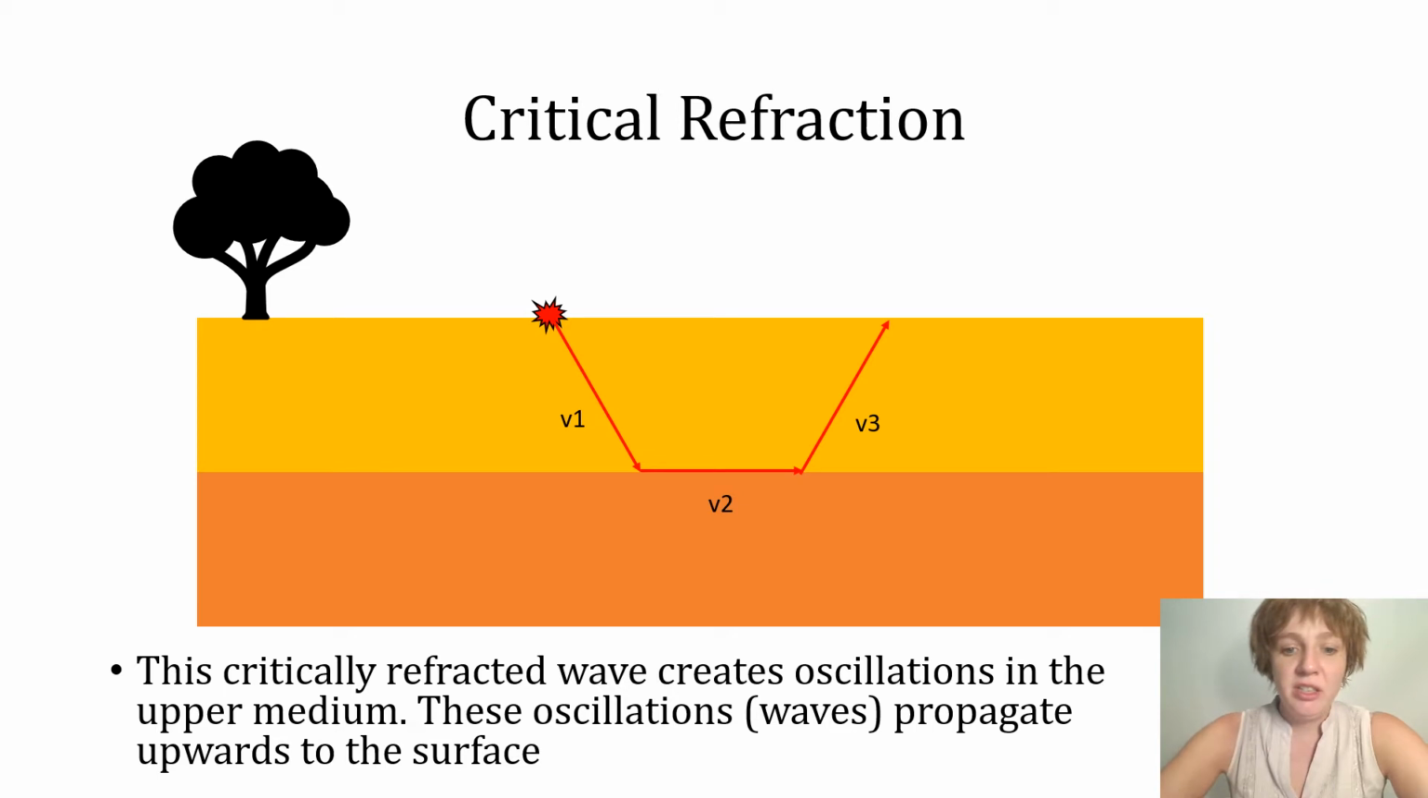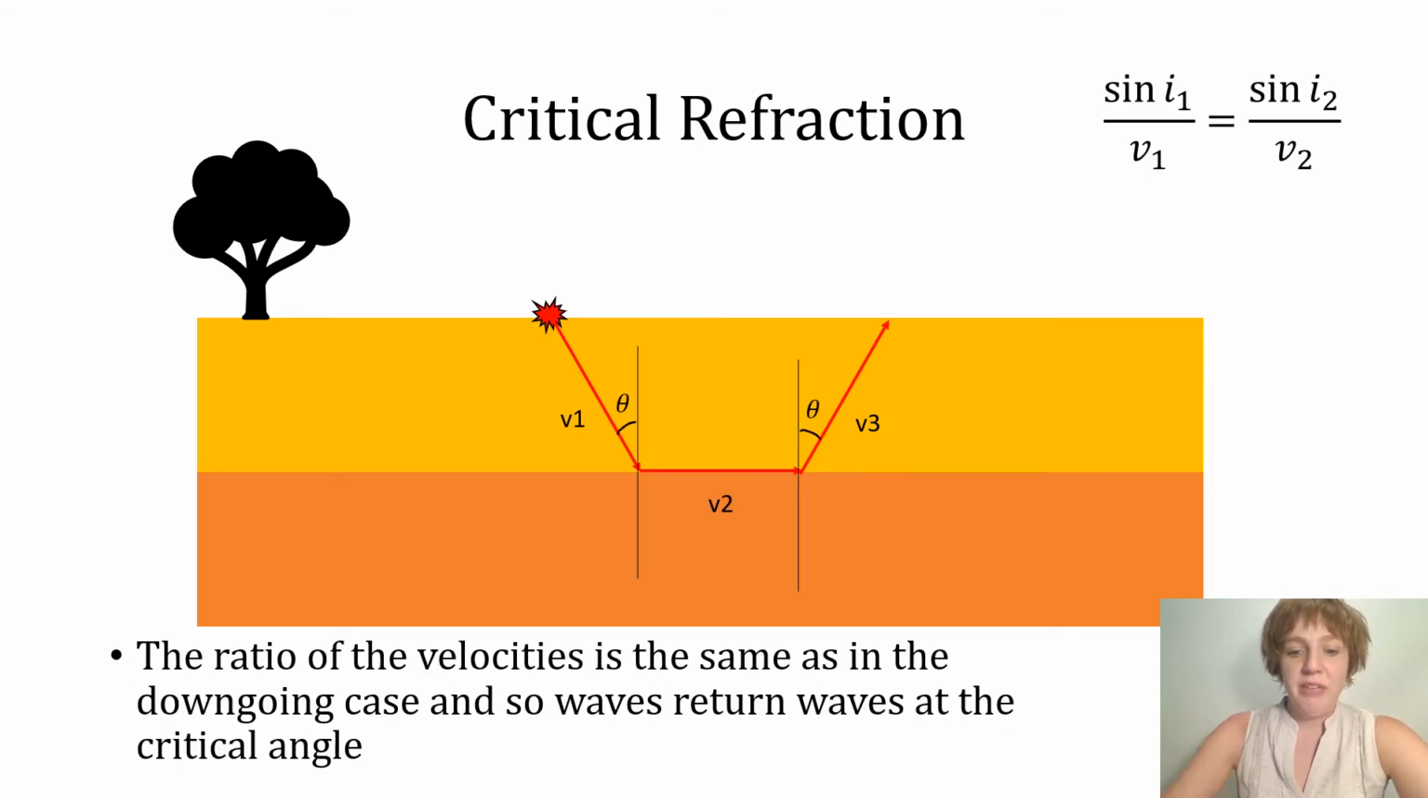Now, the critically refracted wave creates oscillations in the upper medium, and these oscillations will actually propagate upwards towards the surface. So if we were to draw that as ray paths, it could look like this. The ratio of the velocities of the upper and lower levels is the same, whether you're coming into that critical refraction or going out of it. So that means that the angle in both cases is going to be the same.